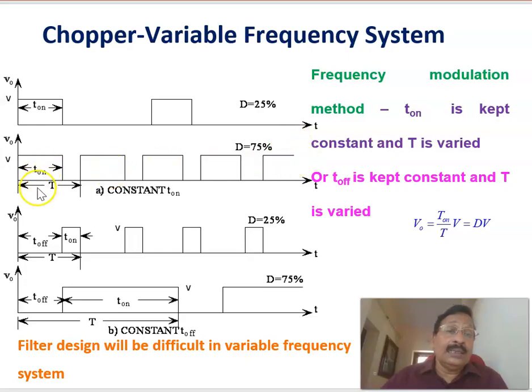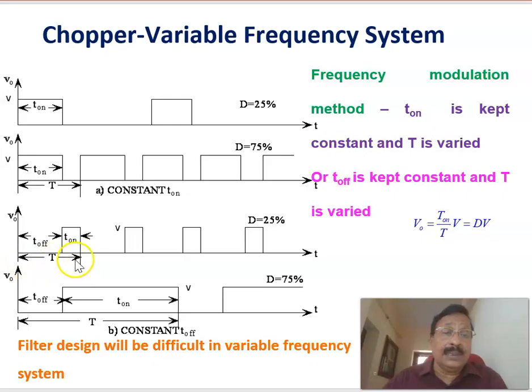Therefore, in this one, we are keeping the on period constant and we are varying the frequency or time period. That is why it's called a frequency modulation method. Frequency is changing, that is, T on is kept constant and T is varied. This same thing can be extended by keeping T off constant and varying the time period. For example, in this case, T off is this much and the on period is this much.